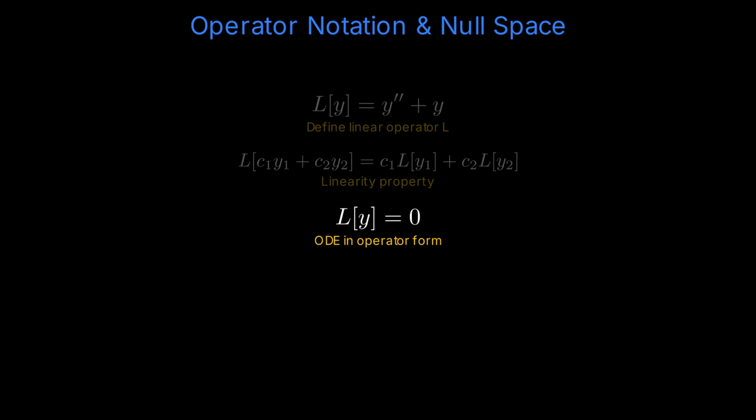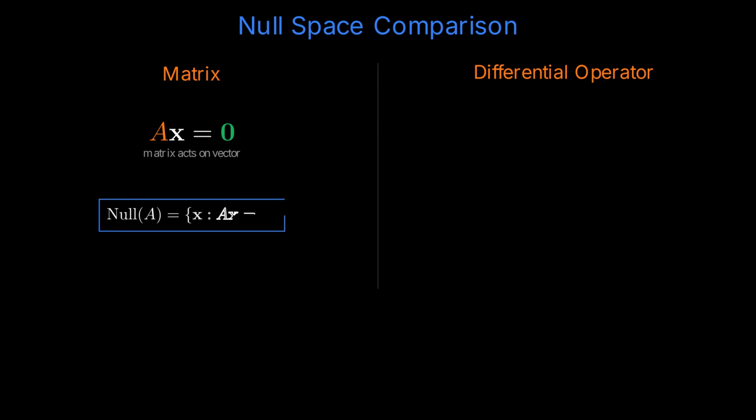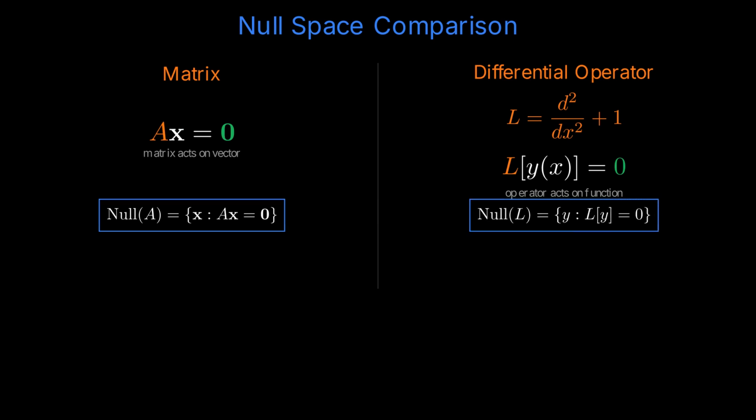Now the equation becomes simply L of y equals 0. The solution set is every function that L maps to 0. In linear algebra, that set is called the null space, the collection of all inputs an operator sends to 0. Let's compare. On the left, consider a matrix A acting on a column vector x. The null space of A is the set of all x such that A times x equals the zero vector. On the right, our operator L, which equals d² over dx² plus 1, acts on a function y of x and sends it to the zero function. The null space of L is the set of all y such that L of y equals 0.